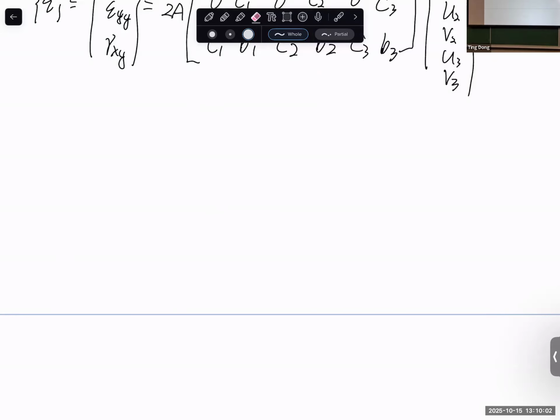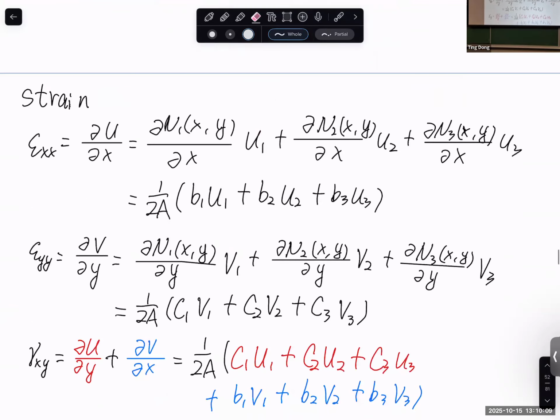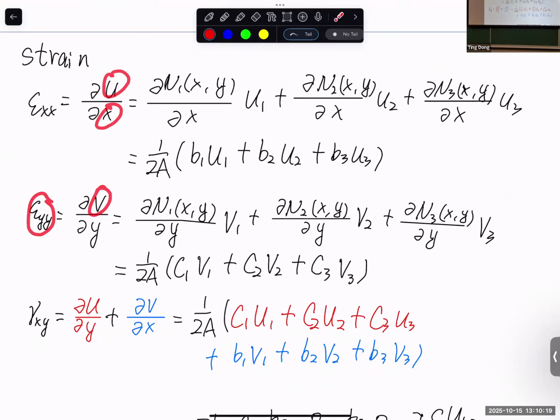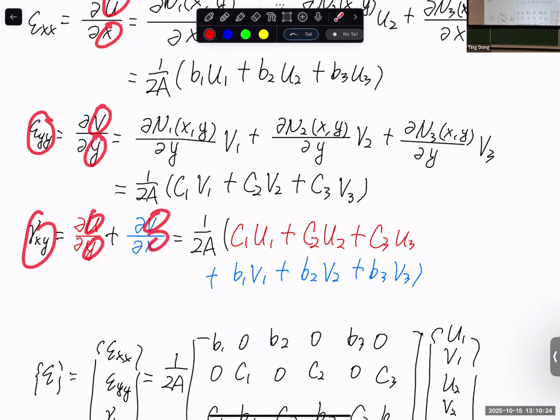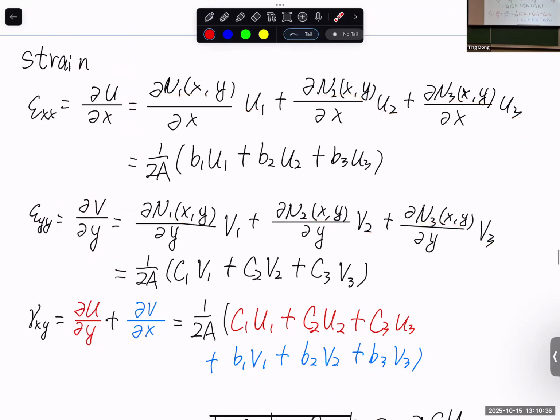So let's continue our topic from last class. We talked about stress and strain. Based on the definition, normal strain in the x direction for a 2D plane stress problem is du/dx, the partial derivative of the displacement in the x direction with respect to x. Similarly, normal strain in the y direction is dv/dy, and shear strain is du/dy plus dv/dx. This is the definition from mechanics of materials. Based on what we derived for u, we have N1 u1, N2 u2, N3 u3. For v, we have N1 v1, N2 v2, N3 v3. So we have all of this derived.